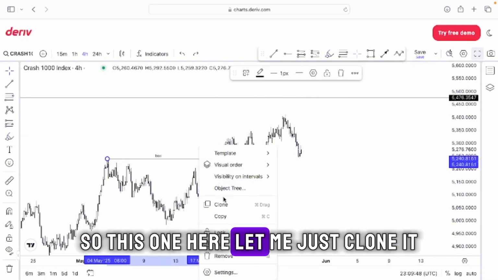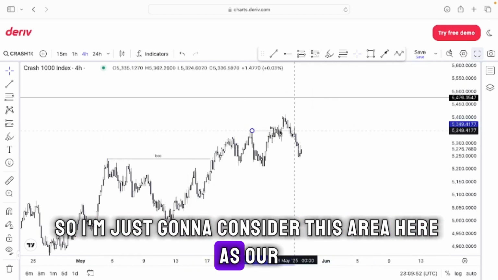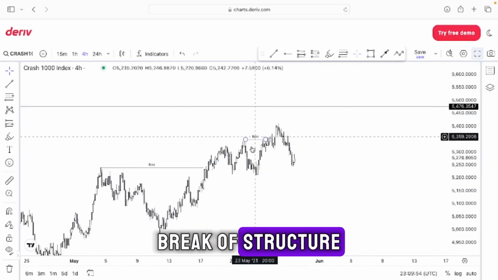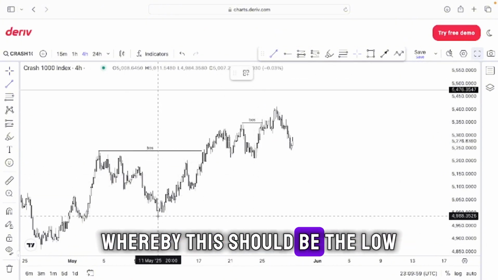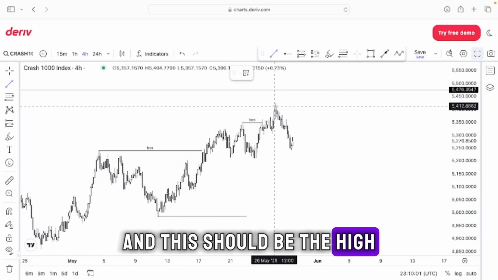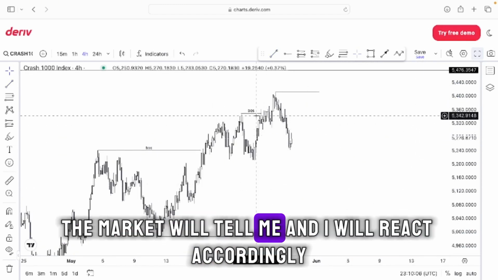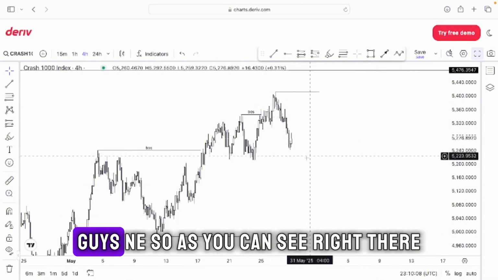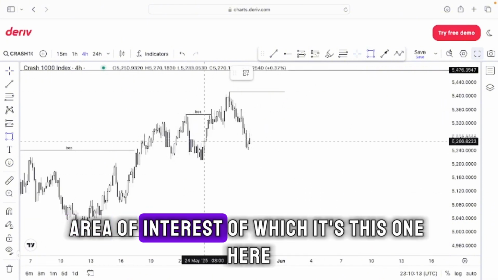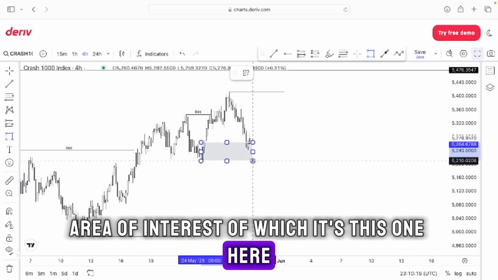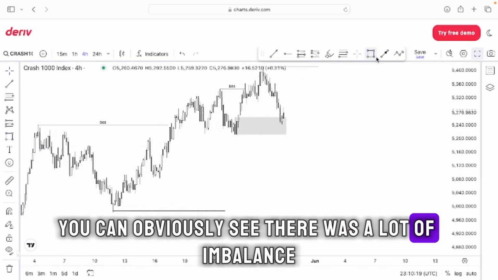So this one here, let me just clone it. I'm just going to consider this area here as our break of structure, but I'm not letting this one go, whereby this should be the low and this should be the high. If that is correct, the market will tell me and I will react accordingly, guys. So as you can see right there, break of structure, area of interest, which is this one here. And on the lows, you can obviously see there was a lot of imbalanced price action.